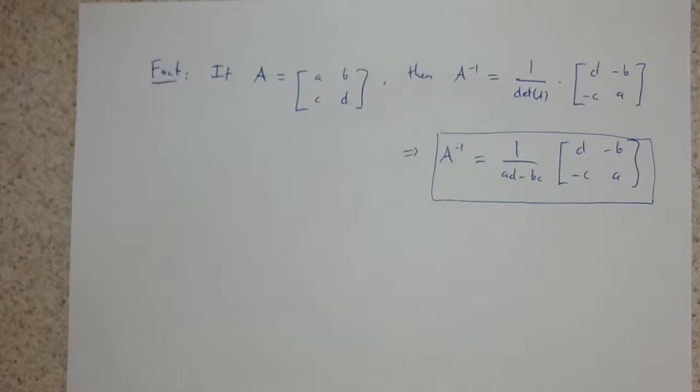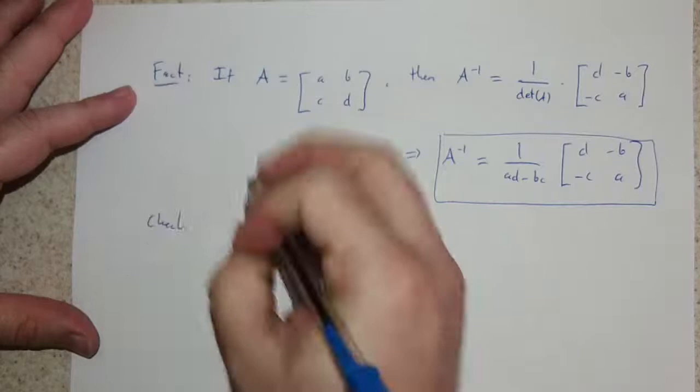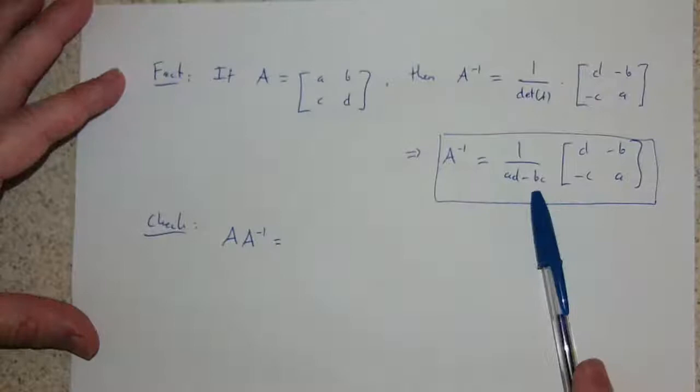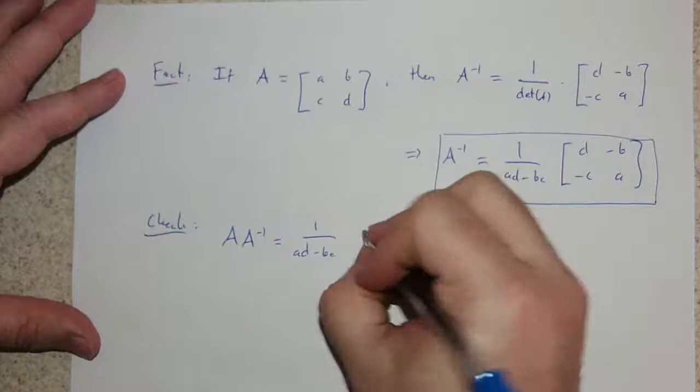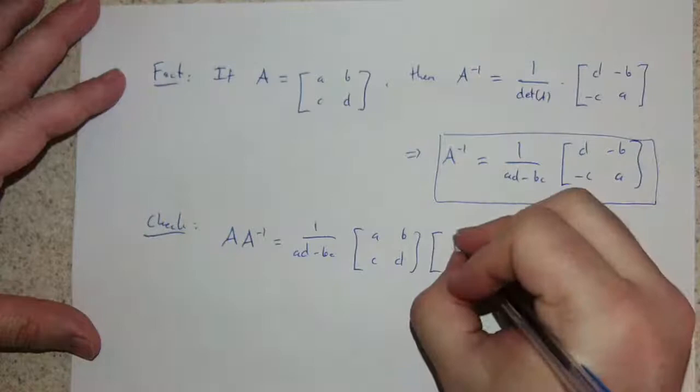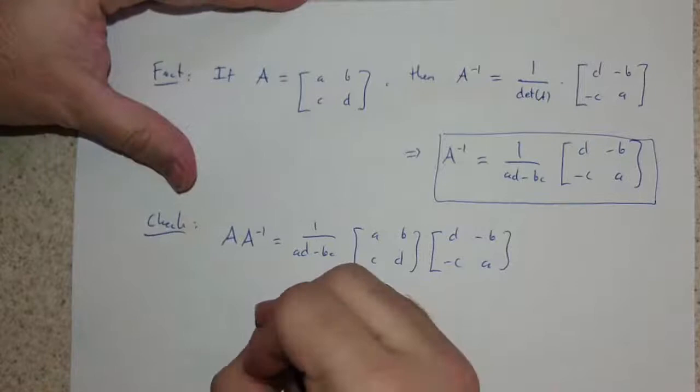Okay, we can check, of course, that this works. This is just more practice. So A times A inverse, what is that? I can go ahead and pull that constant out. So this is 1 over AD minus BC times the matrix A, B, C, D times the matrix D, minus B, minus C, A. All right, so let's see, what is this? This is 1 over AD minus BC times a matrix.